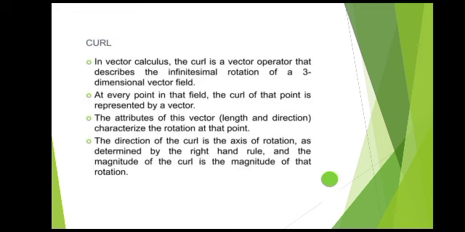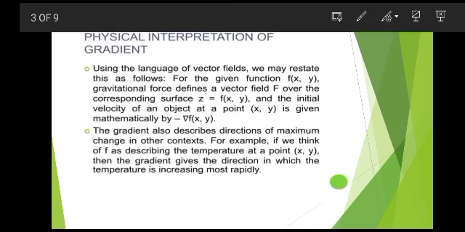Now, next thing is the physical interpretation of gradient. Using the language of vector fields, we may restate this as follows. For the given function f(x, y), gravitational force defines a vector field over the corresponding surface z is equal to f(x, y). The initial velocity of an object at a point (x, y) is given mathematically by nabla f(x, y). The gradient also describes the direction of maximum change in other contexts.